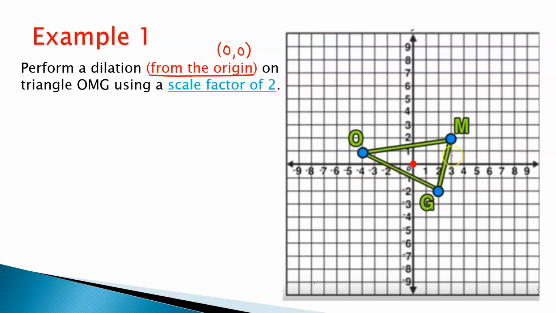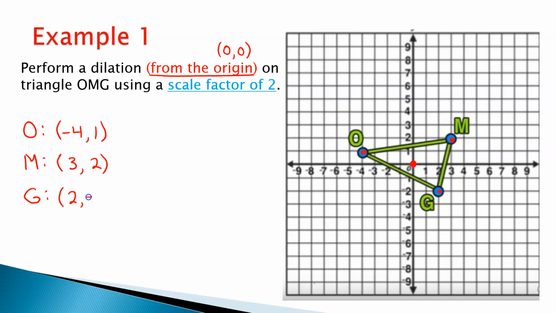We're going to take all of these coordinates and apply a scale factor of 2, which means we're just basically going to multiply all of these coordinates by 2. So I'm going to write all of my coordinates here: coordinate O, coordinate M, and then coordinate G. O here is sitting at -4, 1. M is over there at 3, 2. And then G is down here at 2, -2.